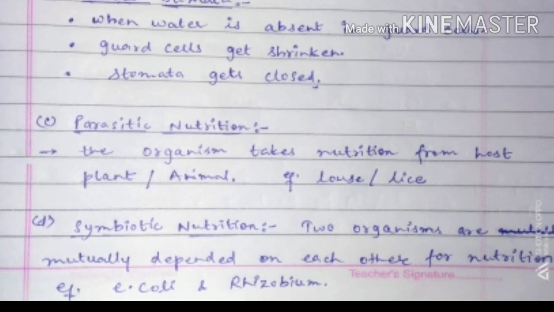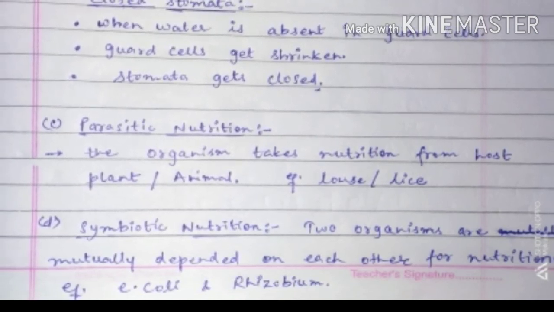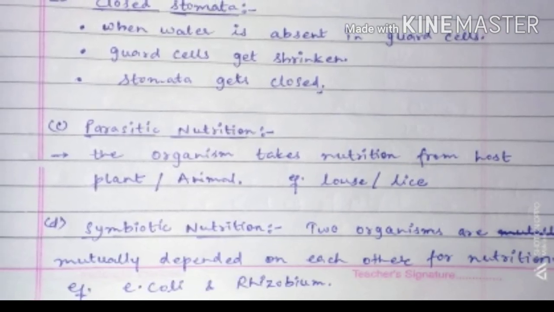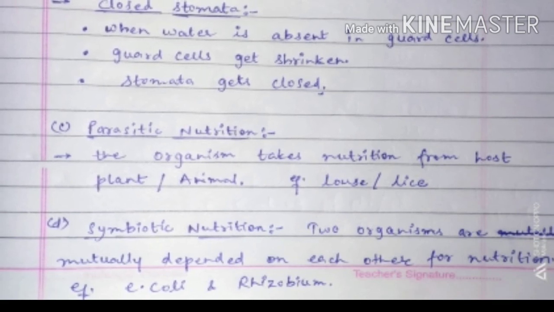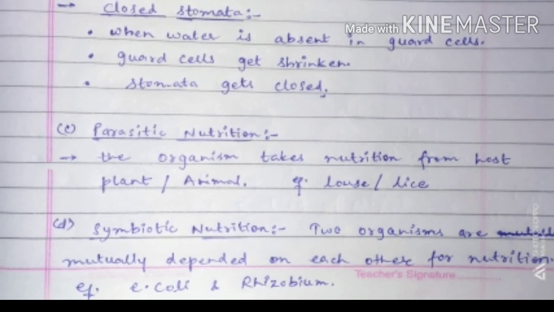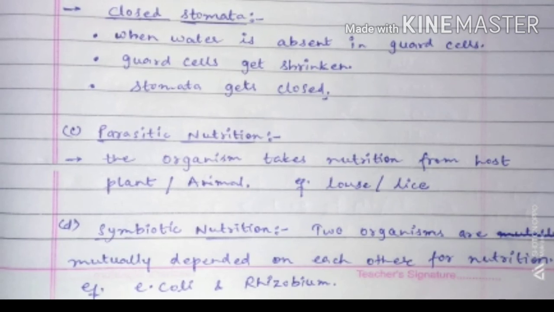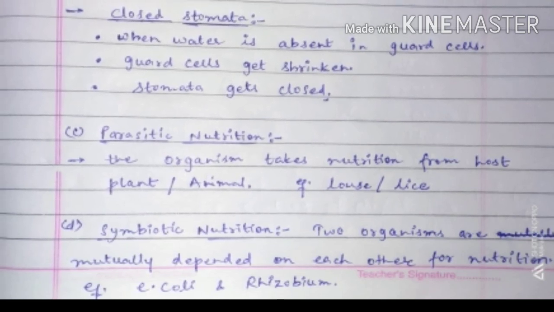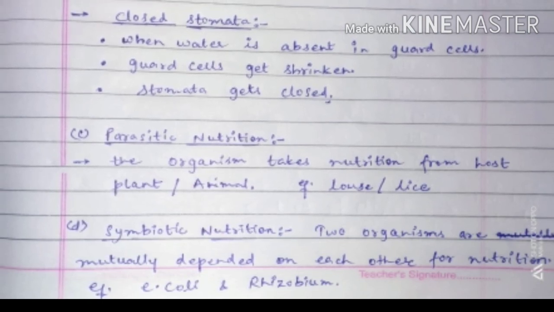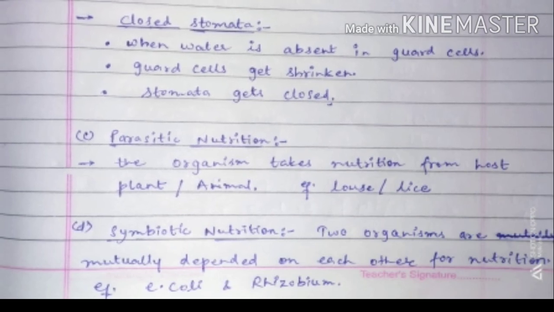Now students, we will discuss parasitic nutrition. So what is parasitic nutrition? In this nutrition, the organism is dependent on the host organism for its nutrition, and it does not give any kind of benefit to the host organism. Next one is symbiotic nutrition. In this nutrition, two organisms are mutually dependent on each other for nutrition. An example is E. coli, which is present in the digestive system of humans.